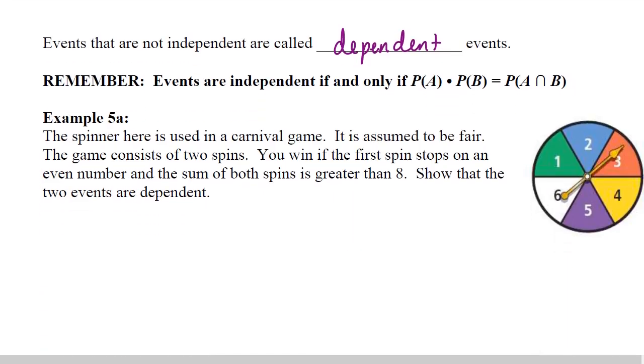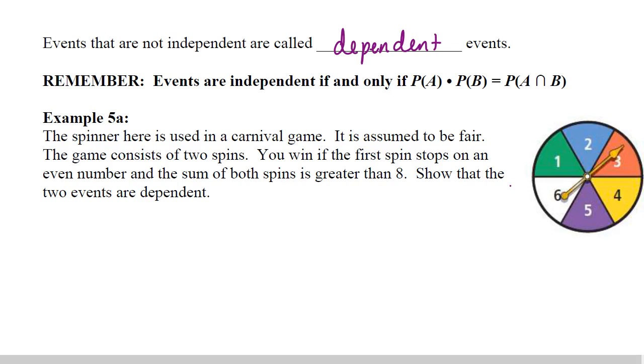So let's end this video by looking at this next final piece. This is looking at dependent events. Events that are not independent are obviously dependent events. Now just to review, from the previous page, remember we said that events are independent if and only if this statement is true: the probability of event A times the probability of event B equals the probability of A intersect B, or A and B happening at the same time.